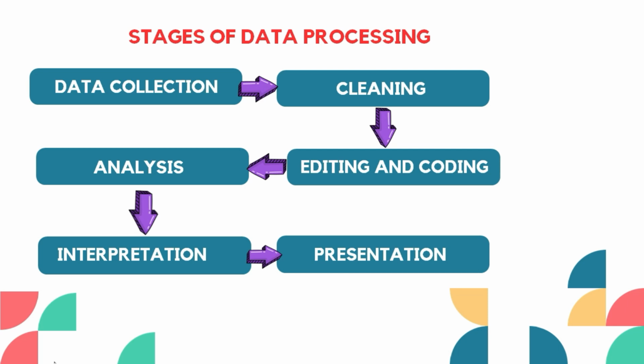See, here you can see the data collection. The first stage is the data collection. First we have to collect the data, that is the raw data. Now after collecting, we clean the data, we edit the data and code the data. Then after that we analyze the data, then interpret and present the data. So these are the stages of data processing. We'll cover one by one, coming to the first one, which is the data collection.